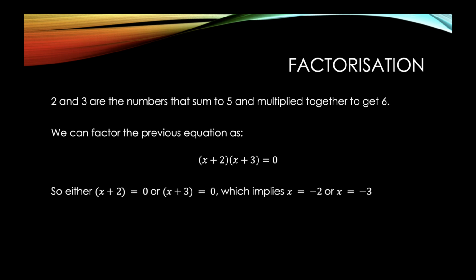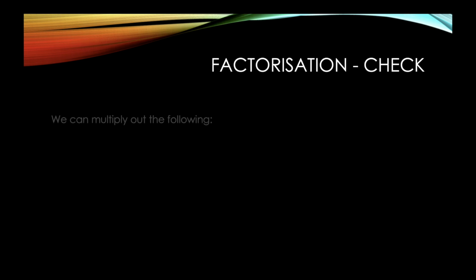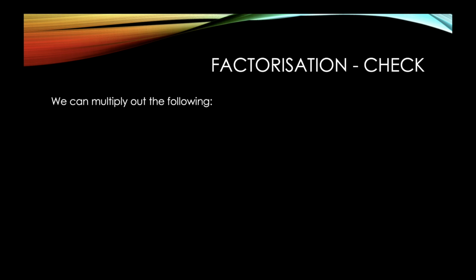That means we have reduced the quadratic equation down to a system of two linear equations. We either have x plus 2 is equal to 0, or x plus 3 is equal to 0. And this implies x is equal to either minus 2 or minus 3. Well, that's good. With small numbers, that's not too difficult, I hope. So we also need to check that that works.